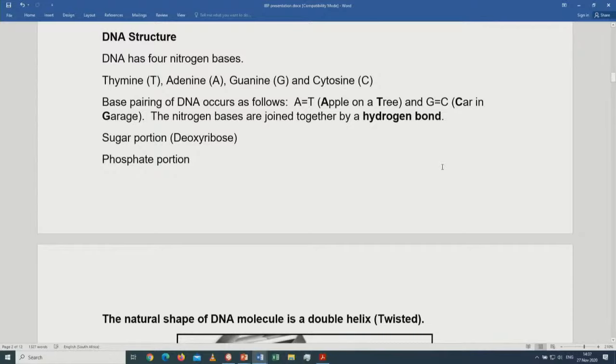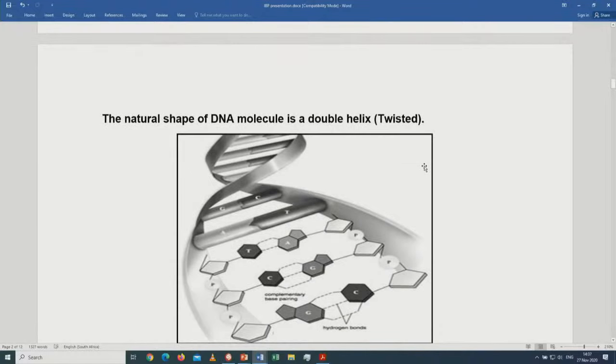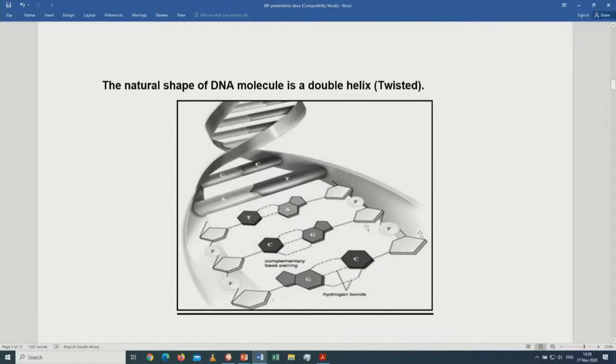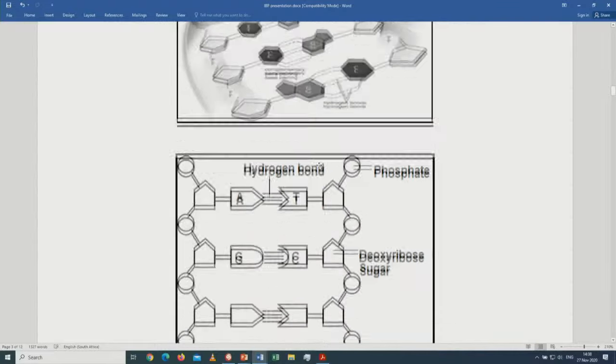DNA also consists of a sugar portion, which is a deoxyribose sugar, and a phosphate portion. Now you can see the natural shape of DNA. It is double-stranded, it has 2 strands, and they are coiled together, or twisted, to form a helix. Now if you see the base pairing there, thymine always pairs with adenine, and cytosine always pairs with guanine.